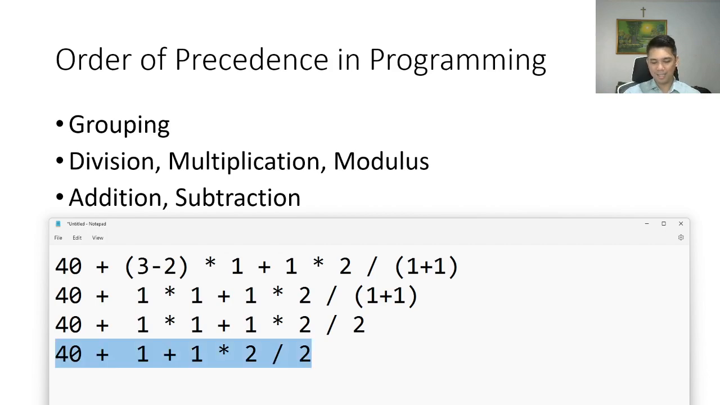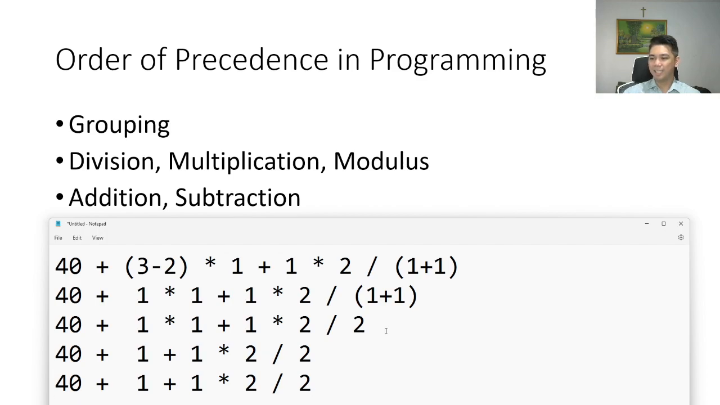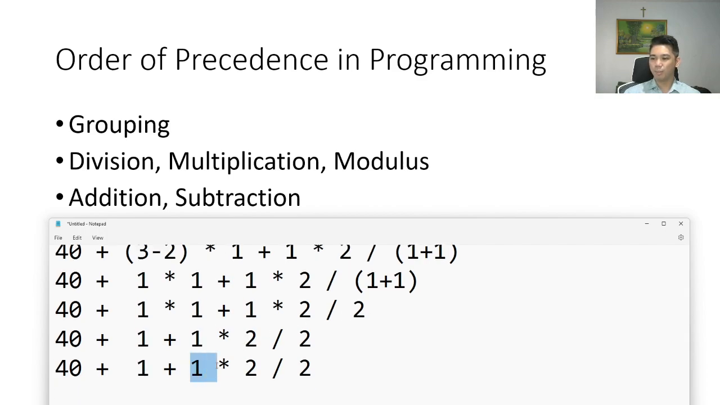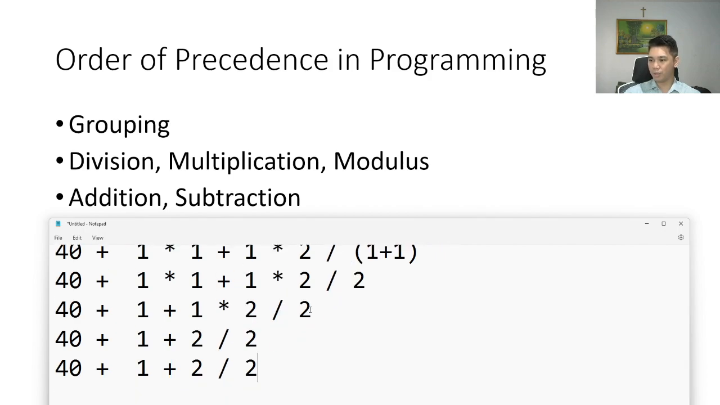And the next, it will again find another multiplication here. So 1 times 2, that would be 2. And then it will see a division here. So on the next set of computation, 2 divided by 2 will be 1.